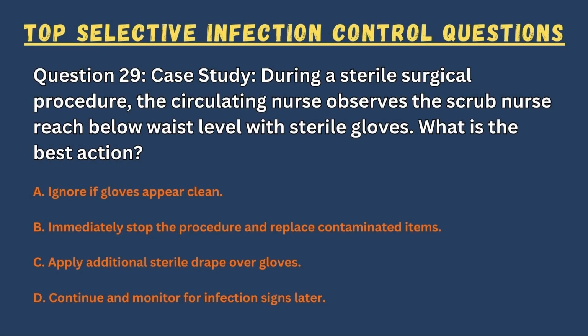Question 29. Case study. During a sterile surgical procedure, the circulating nurse observes the scrub nurse reach below waist level with sterile gloves. What is the best action? A. Ignore if gloves appear clean. B. Immediately stop the procedure and replace contaminated items. C. Apply additional sterile drape over gloves. D. Continue and monitor for infection signs later.